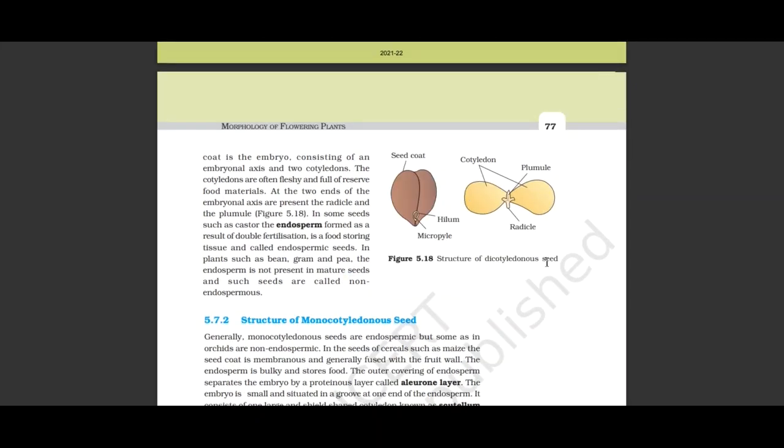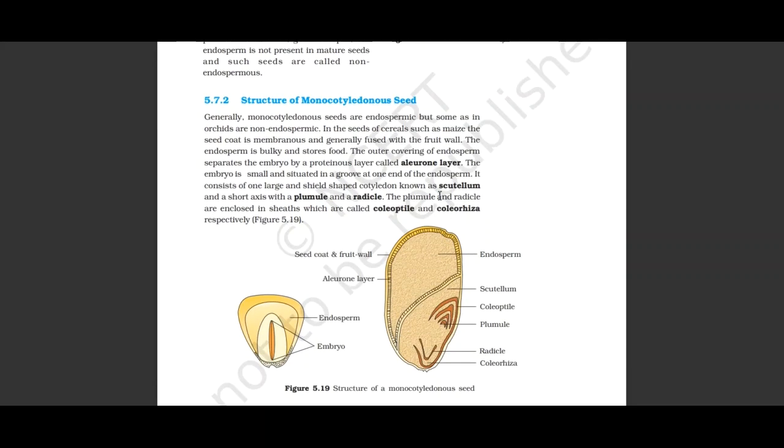Here they have mentioned the structure of a dicotyledonous seed: hilum, micropyle, seed coat, cotyledon, plumule, which develops into the shoot, and radicle, which develops into the root. Let us see the structure of a monocotyledonous seed. Generally, monocotyledonous seeds are endospermic, but some, as in orchids, are non-endospermic. In the seed of cereals such as maize, the seed coat is membranous and generally fused with the fruit wall. The endosperm is bulky and stores food.